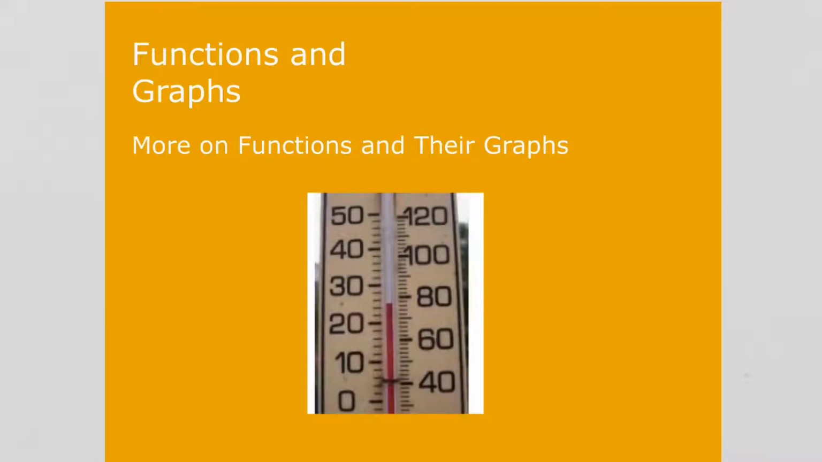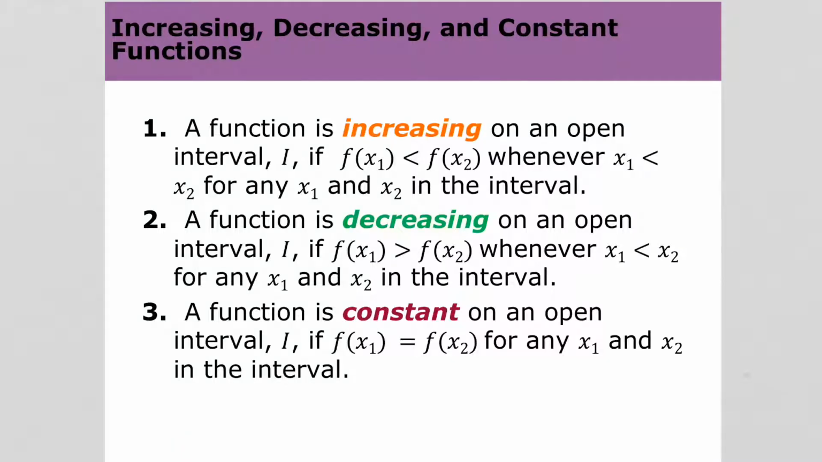Talking a little bit more about functions and how we can describe them here. Increasing, decreasing, and constant. Well, this is basically exactly what you would expect it to be. Increasing is when the graph is going up to the right. Decreasing, it's going down to the right. And when it's constant, it's not going up or down. It's horizontal.